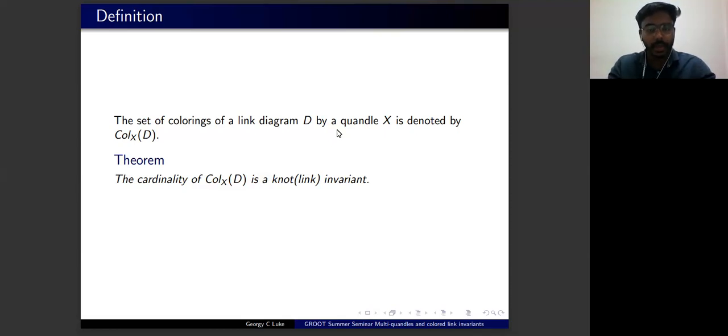By the classical Reidemeister theorem, to show the cardinality of the set of colorings of a link diagram D by a quandle X is a link invariant, it's enough to show that under the Reidemeister moves, the cardinality of the set remains invariant. It's easy to see. In fact, similar theorems are coming in the presentation, so I will describe the proof of a similar theorem, and the exact same proof holds here also.